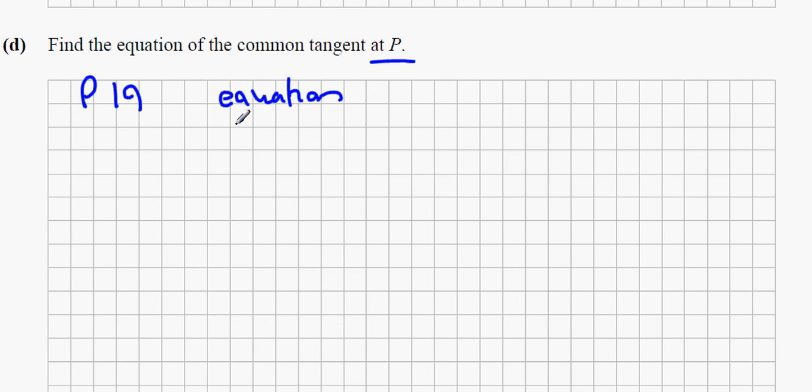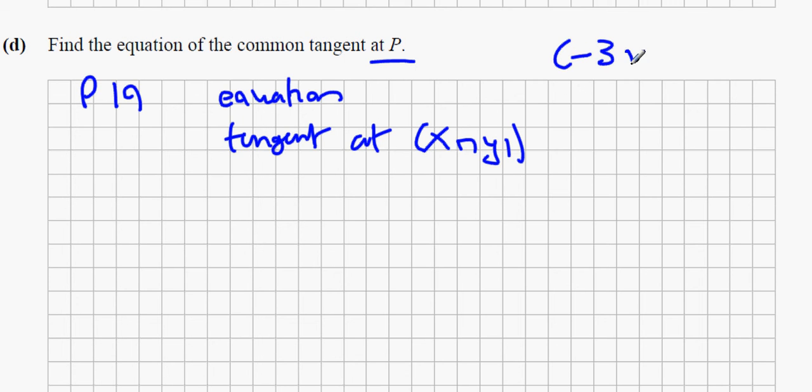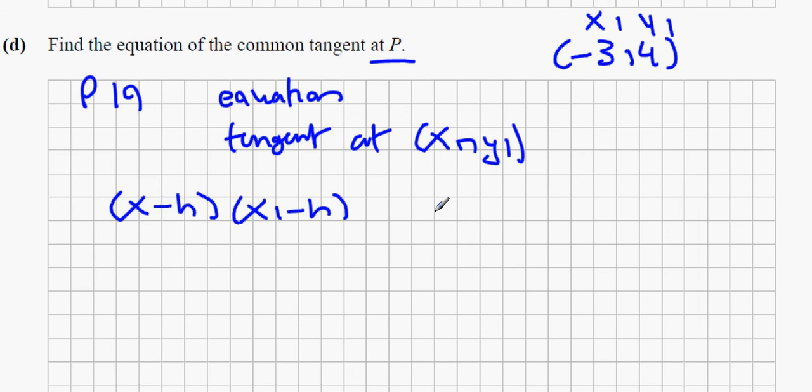The equation of tangent at x1, y1. Now x1, y1 is the point it goes through, and we know that this is point P, so P is minus 3, 4. So this is x1, y1, that's the point it goes through. Okay, and it will read this, it will say (x1 minus h)(x minus h) plus (y1 minus k)(y minus k) equals r squared.